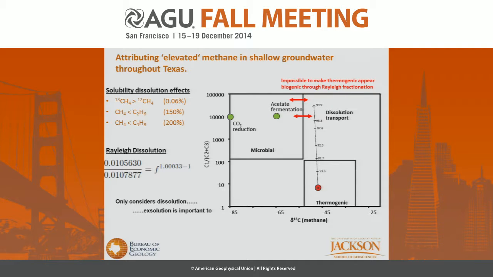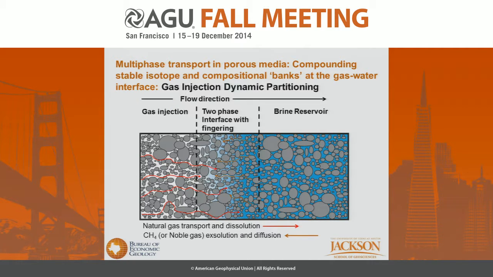Kieran calculated it out: you have to get to 10 to the minus 20th remaining methane. Essentially no methane would be remaining to finally get this value to curve over into the microbial field. So Rayleigh dissolution is not a reasonable method to change the composition of thermogenic methane to make it look like microbial methane. But that's too simplified an approach for what's actually happening.